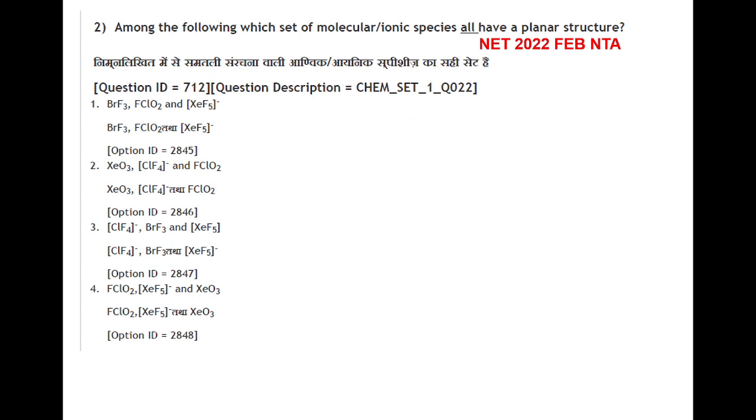Okay, next, moving to the next question. This question was asked in NET 2022, organized by the National Testing Agency. Among the following, which set of molecular or ionic species all have planar structure? In which pair of compounds do all have planar structure? The molecules are BrF3, FClO2, XeF5 minus, ClF4 minus, FCl2, XeO3. Let us discuss the shape of all these molecules, then we will get the answer very quickly.